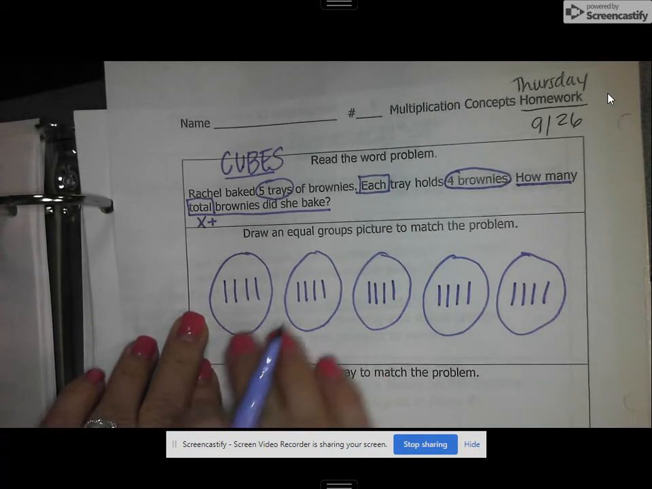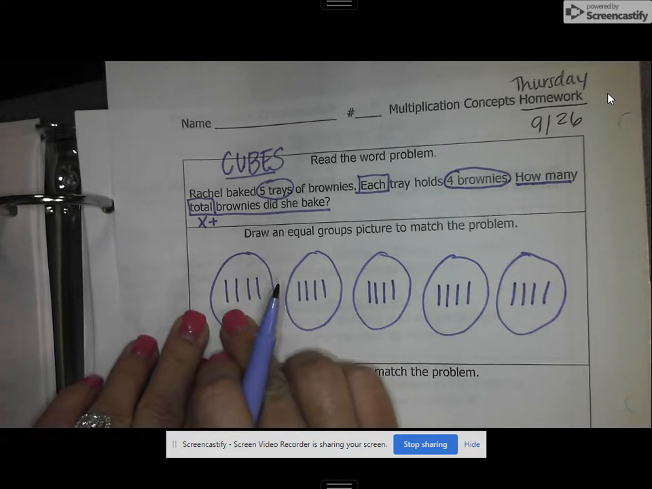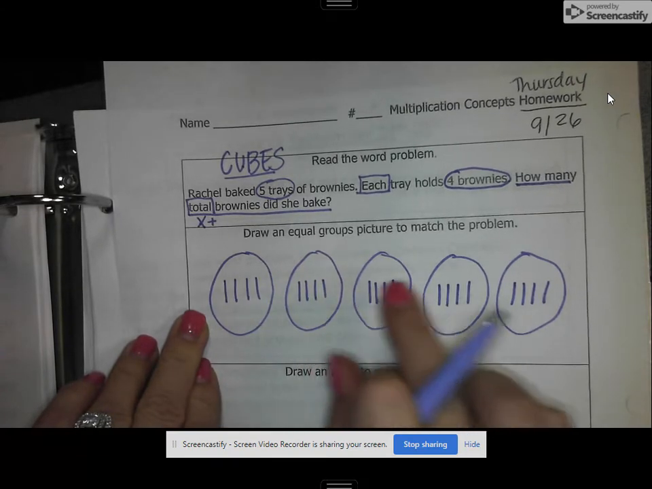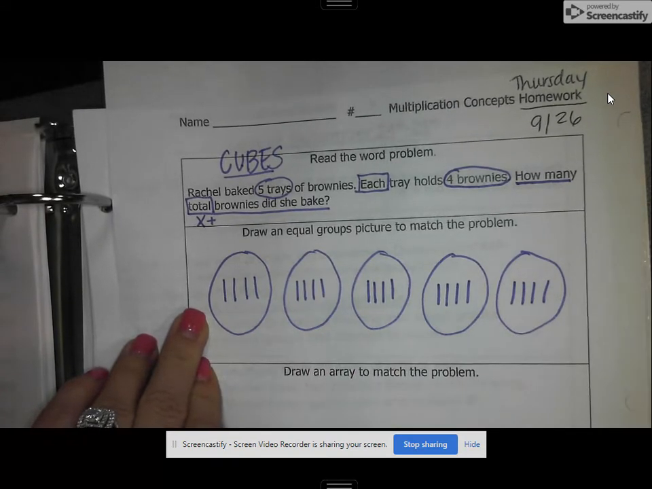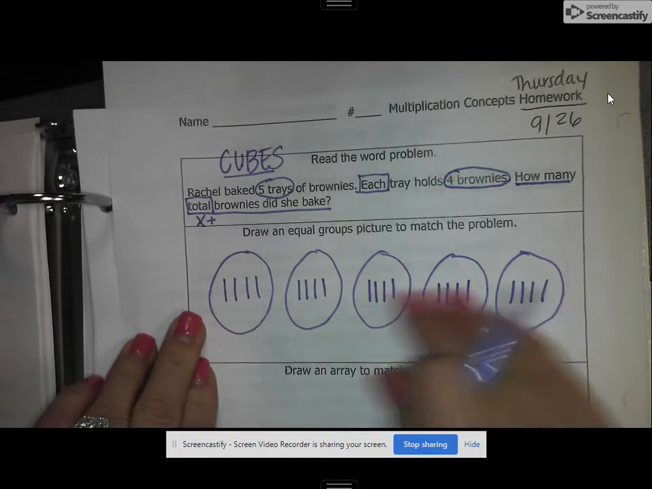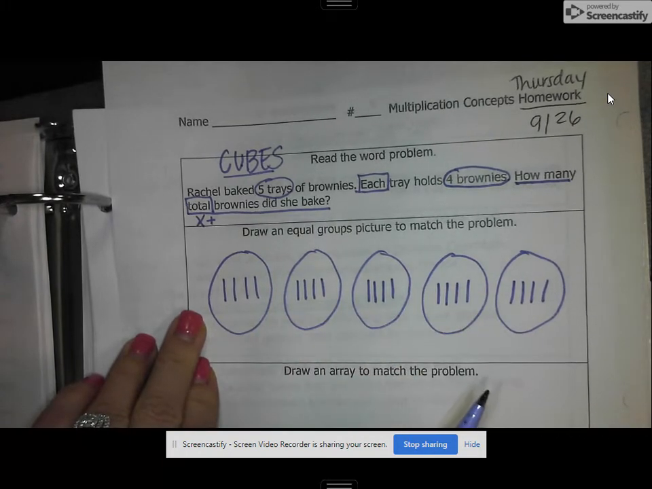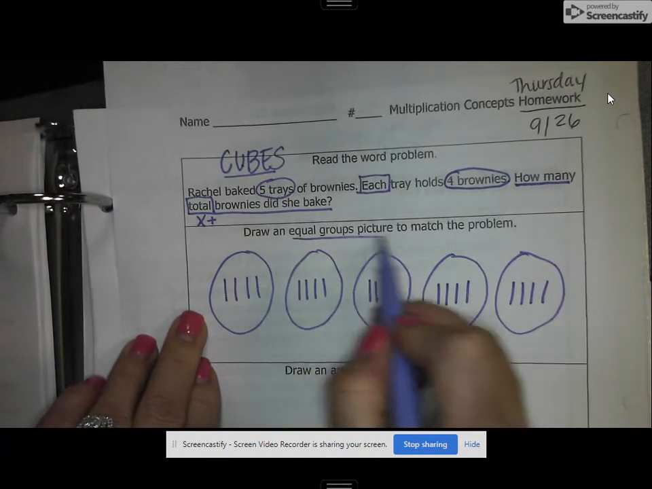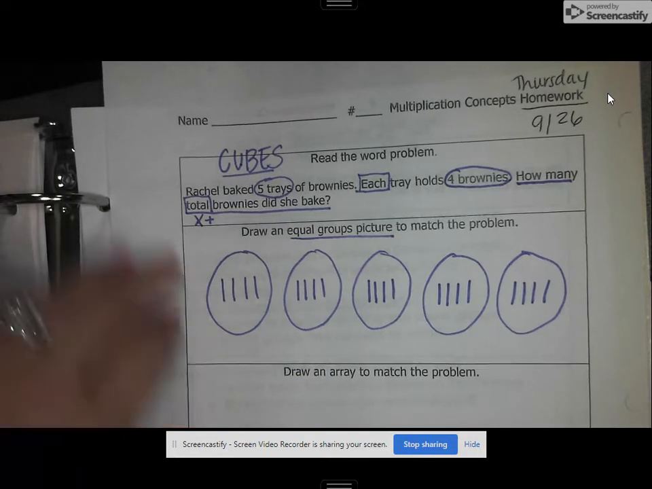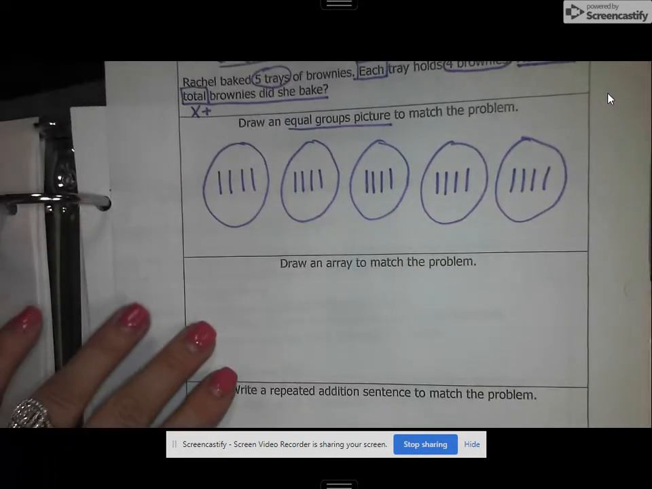In my class, I have them go back and just count it one more time. Why not? You can go back and check your work. Do it so you don't make a silly mistake. So here they have 5 groups of 4 brownies in each, and that's all they have to do, just their equal groups picture.